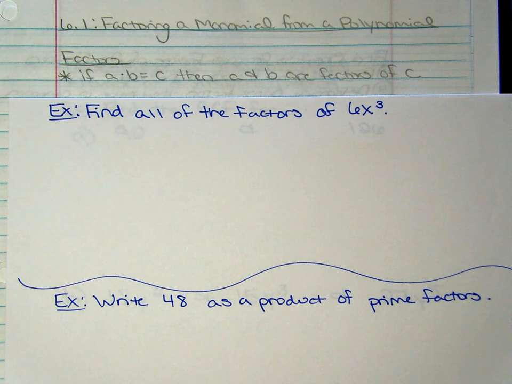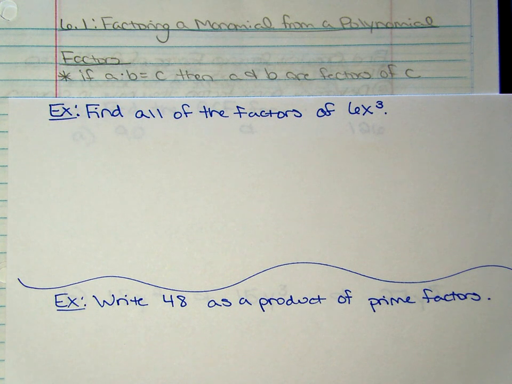Okay, 6.1 is titled Factoring a Monomial from a Polynomial. So what we're really going to concentrate on today is pulling out common factors, or finding the greatest common factor between two different terms. And that's what all of your homework on Pearson is. I went through and checked through all of it.